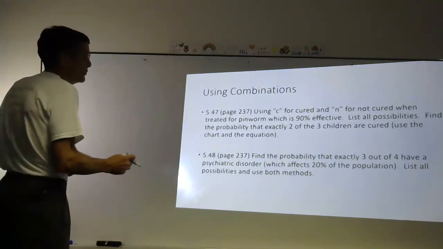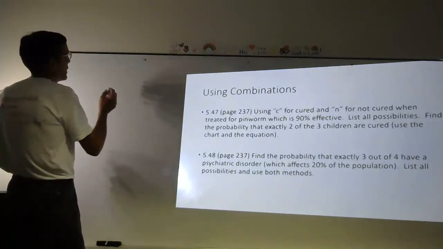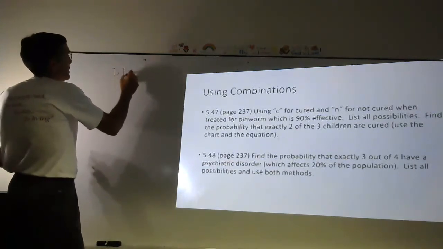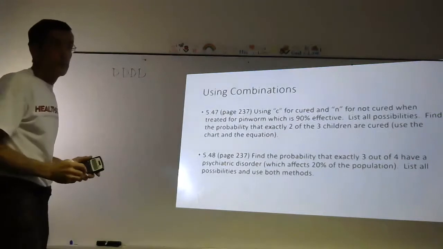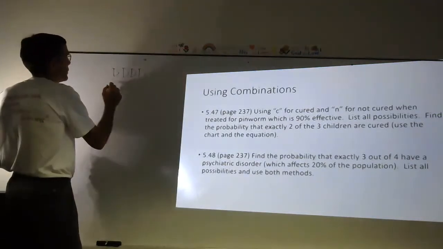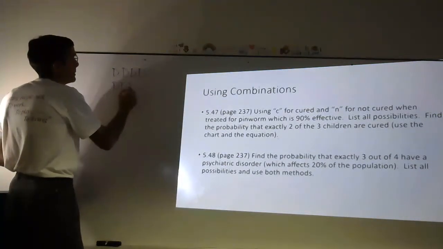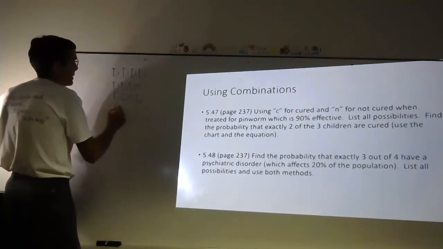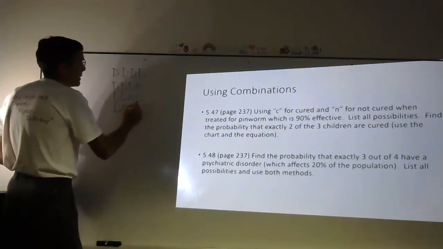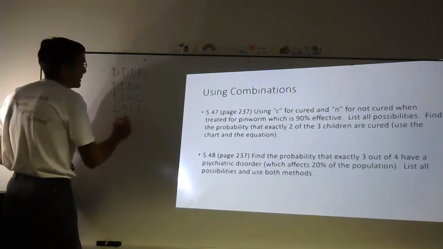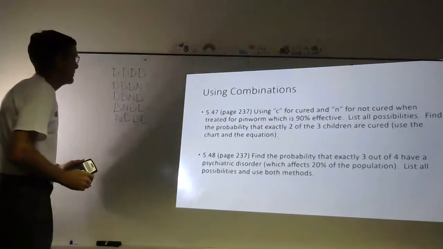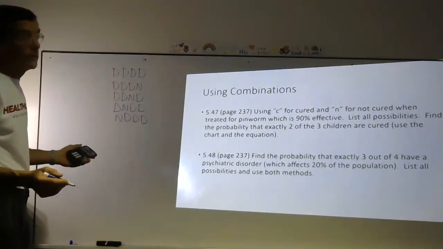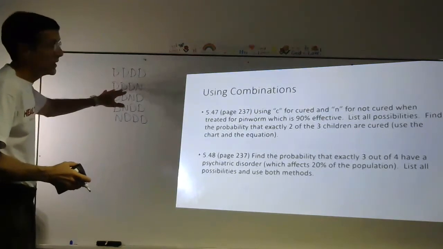All right, so first, you could have everybody has a psychiatric disorder. So I'm going to use D for disorder. So everybody could have the disorder, right? You could have one person with the disorder. I don't know which one, right? So it could be any one of the 4 not have it, and 3 do have the psychiatric disorder. I could have 2 people that don't have. This is 3 people had the psychiatric disorder.